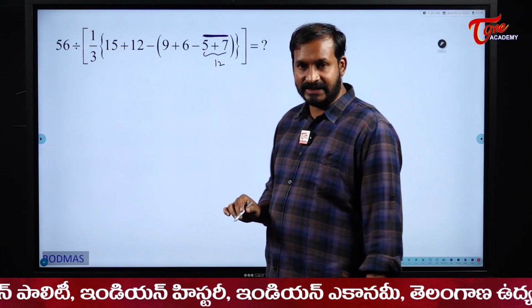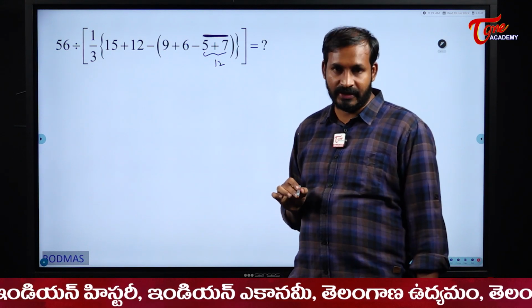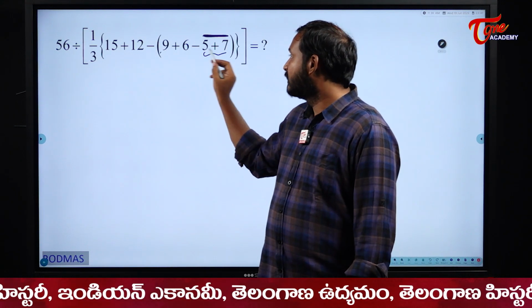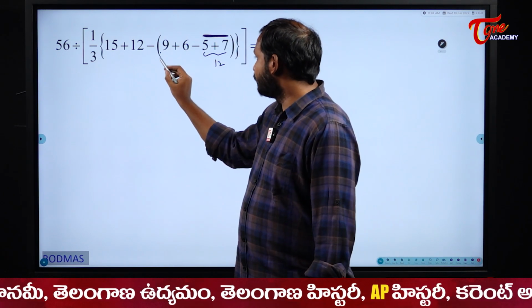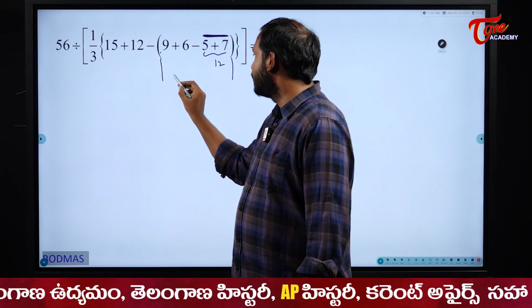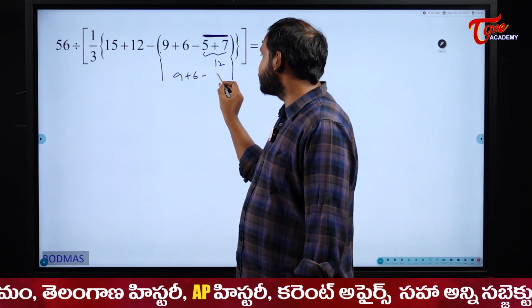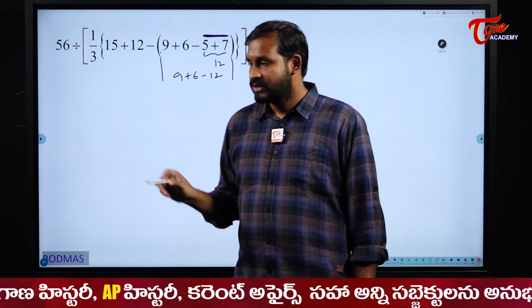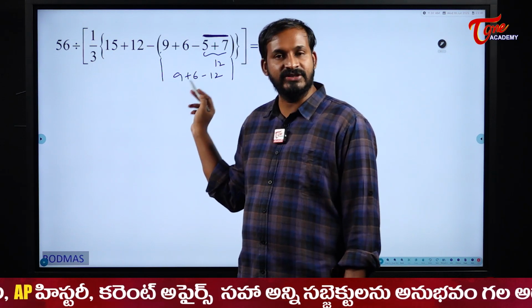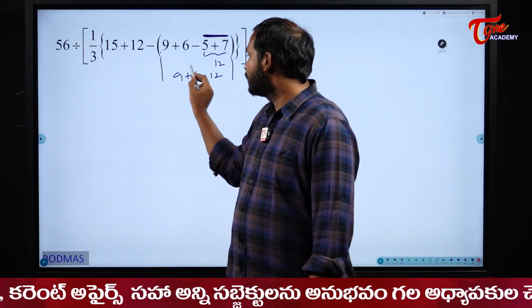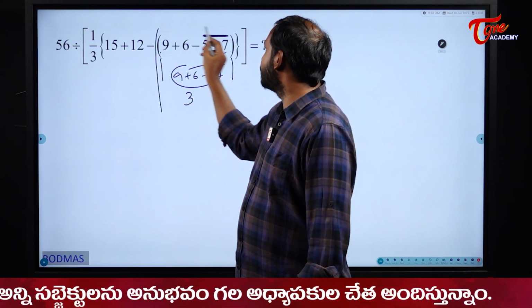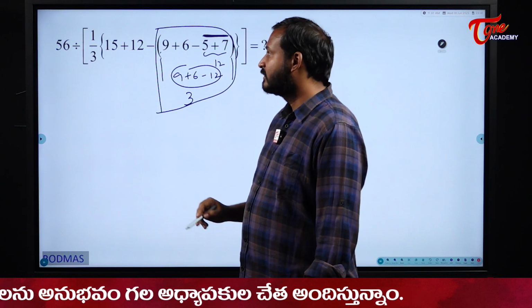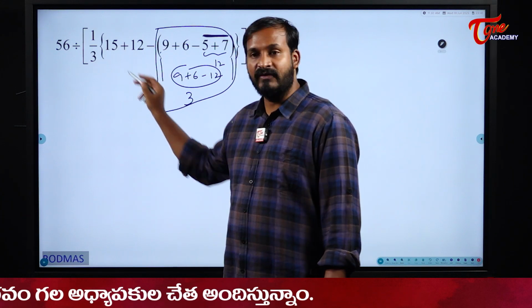And then next brackets. In the brackets also I have given you the priority. First small bracket. So I should solve this one. 9 plus 6 minus 12. So 9 plus 6 is 15. 15 minus 12 is how much? 3. So this value will become what for me here? 3. So this complete value will become what here for me? 3. Okay, next. Now come to this flower bracket.